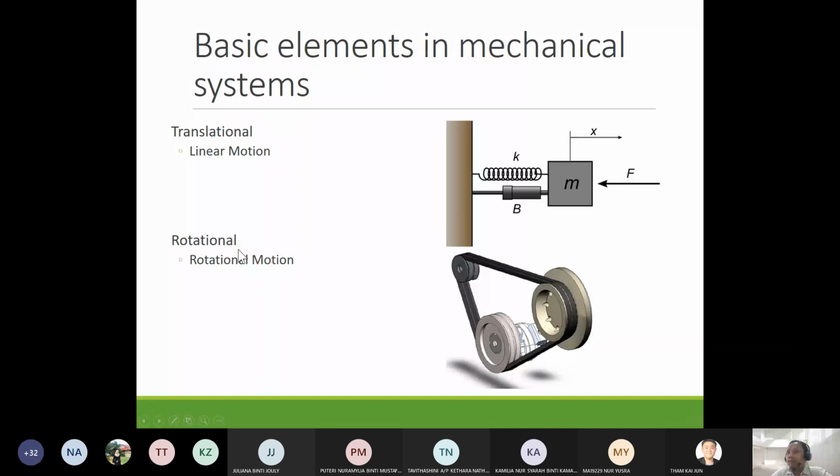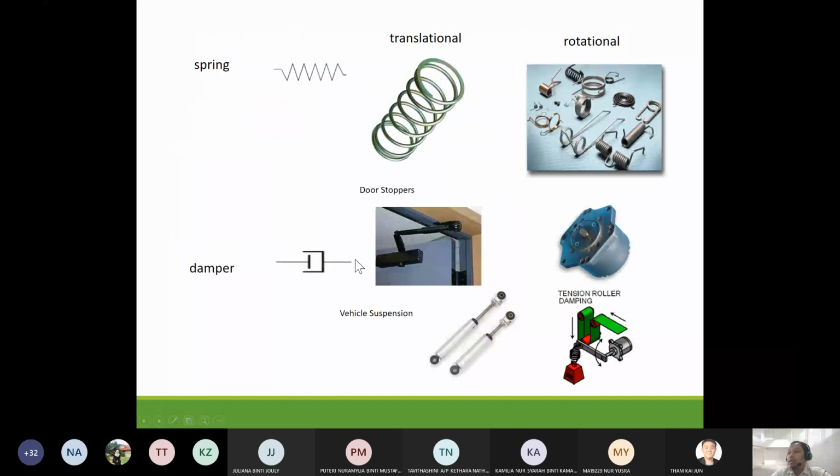Okay, so let's overview a bit about the difference between translational and rotational motion. For a translational motion, it's a linear motion, meaning that the motion of a mass is either horizontal or vertical, while for rotational motion, it's a motion rotating about an axis. Each of these motions has its own spring and damper. For translational and rotational motion, the purpose of the spring and damper is the same, but the shape or the design of the spring and damper are different.